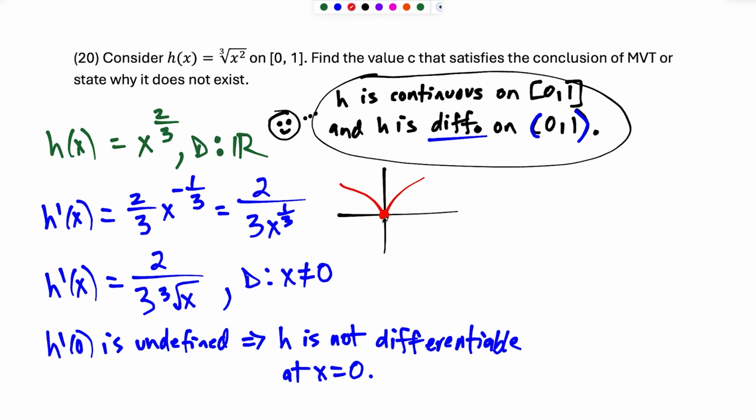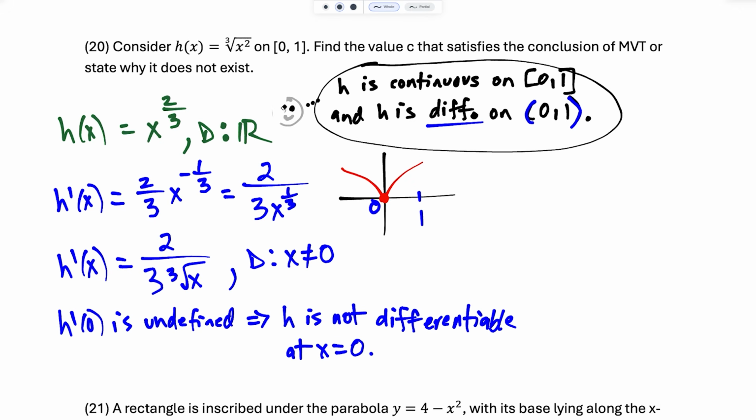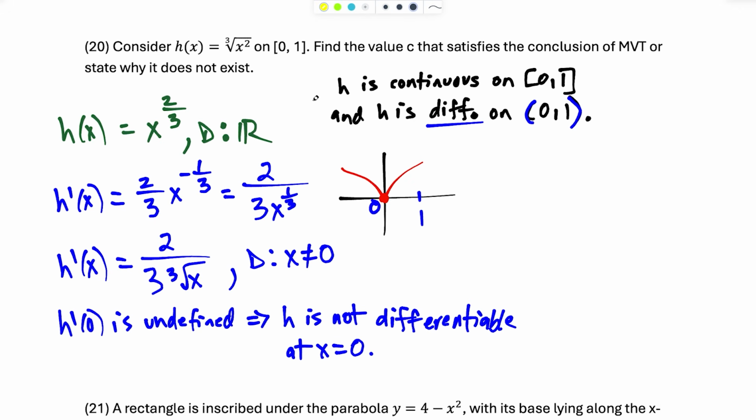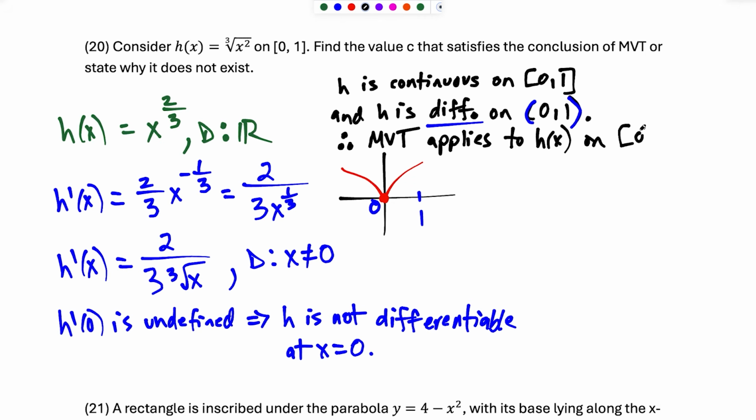But we do have a sharp turn at 0, so our function is not differentiable at 0. But remember, for the mean value theorem, your function has to be differentiable on the open interval. So the fact that we're looking at what's happening from 0 to 1, this is not going to be a problem. So now I'll just get rid of this thought bubble here so we can include this as part of our work. So we're saying here h is continuous on [0, 1], and h is differentiable on the open interval (0, 1). So then I'll just say, therefore, the mean value theorem applies. Okay, so the mean value theorem applies to h of x on the interval [0, 1].